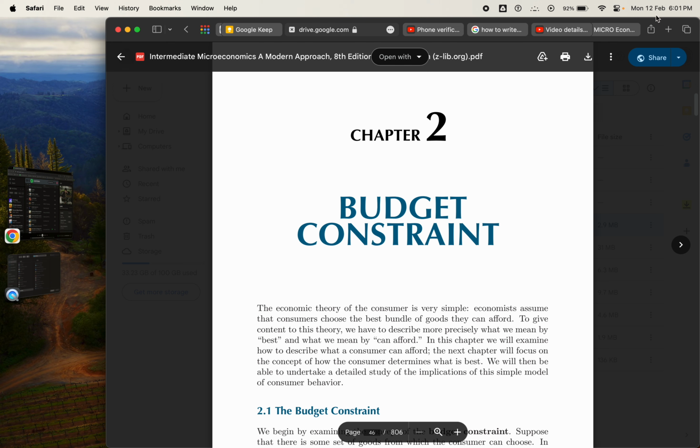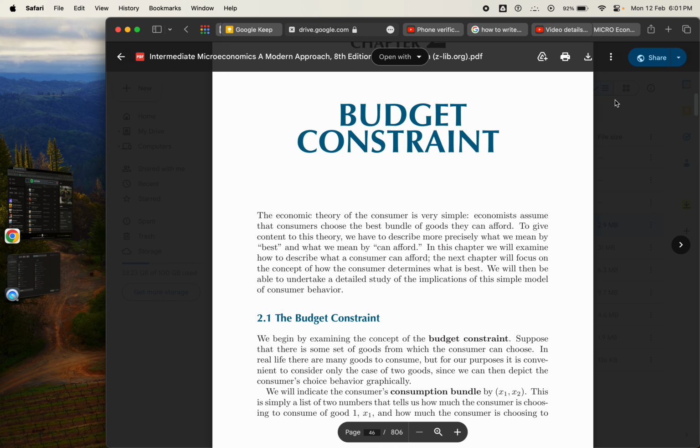This is Monday, February 12th, and we'll be covering chapter 2 of microeconomics, which is budget constraint. This is one of the foundation concepts of microeconomics, and I'll address a lot of questions, a lot of curiosity regarding this. Why is it a straight line? Why not a curved line like a demand curve? And yeah, we'll see.